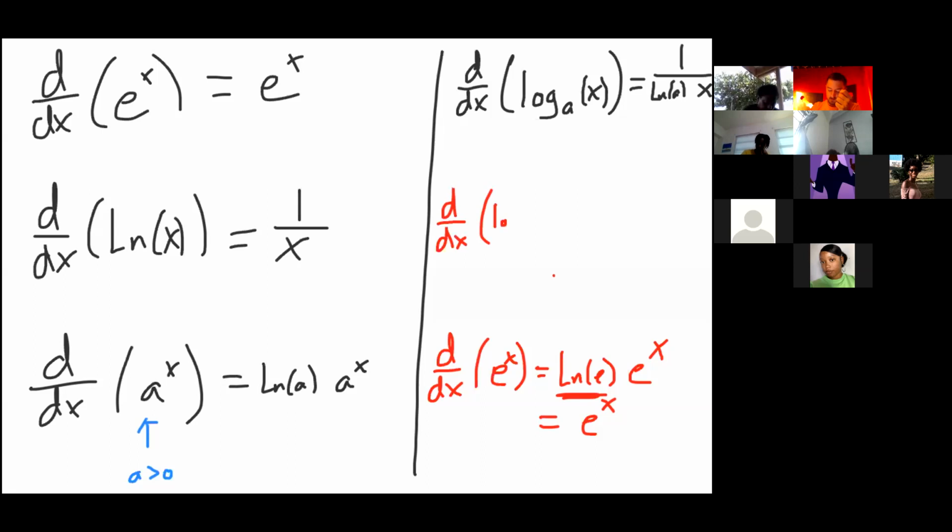Natural log is log base e of x, which means if I follow this formula up here, it'd be 1 over the natural log of e, not 3, times x. And we just said the natural log of e is 1, so I'm multiplying that x in the denominator by 1, and that's how I get 1 over x.